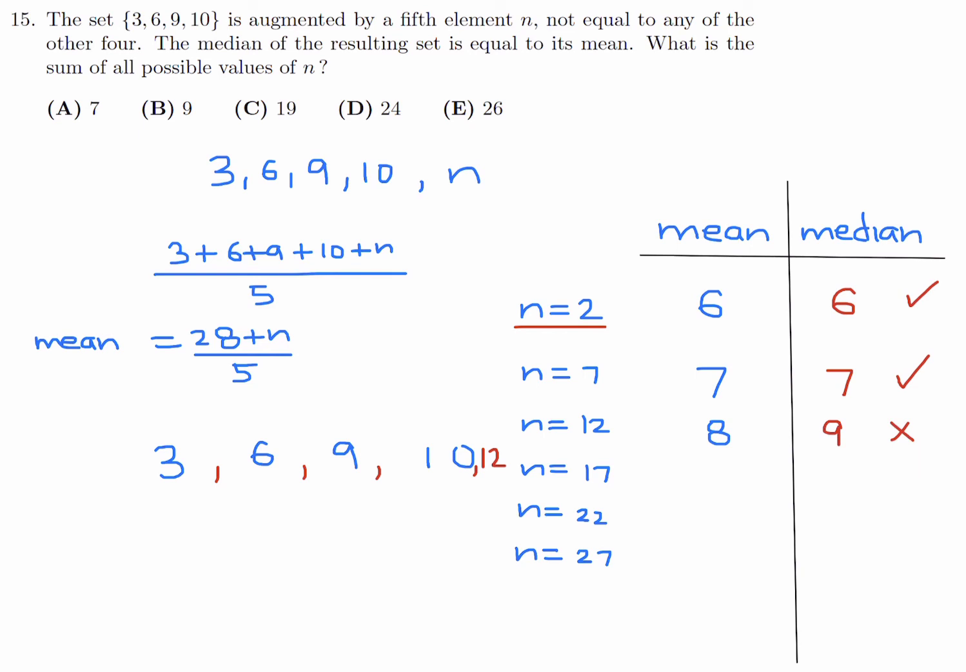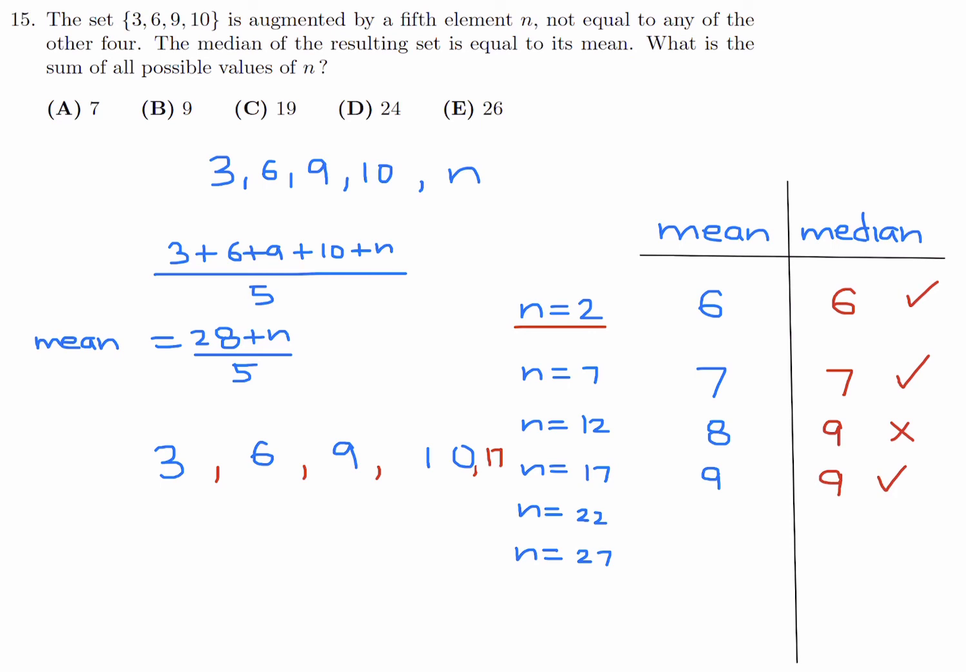How about n is equal to 17? If n is 17, then this mean becomes 17 plus 48 divided by 5, which is 9. And if we have n equal to 17, that goes here. That makes the median equal to 9, and that works.